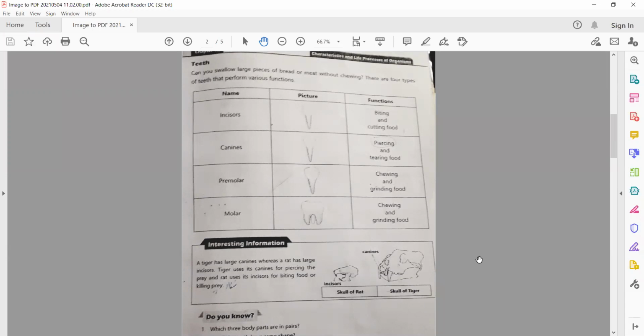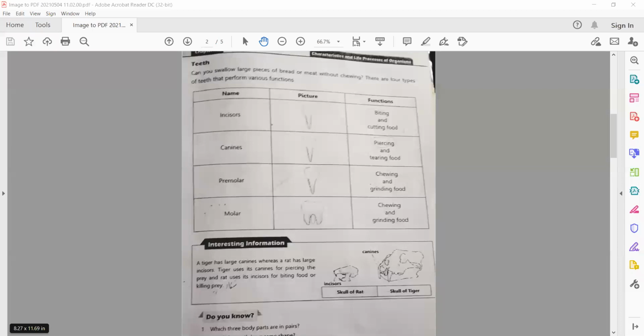Now another type of teeth is premolar. Premolar and molar, these are the bigger, flatter teeth at the back of the mouth. These are used to grind and chew the food. They are the toughest teeth. Premolars are used for grinding the food, while molars are used for chewing the food.